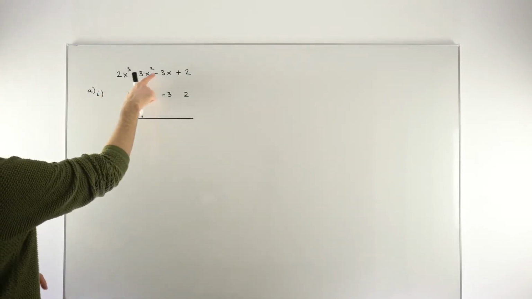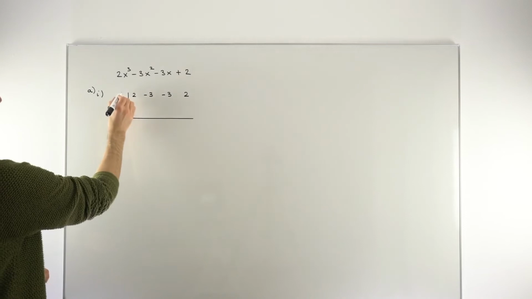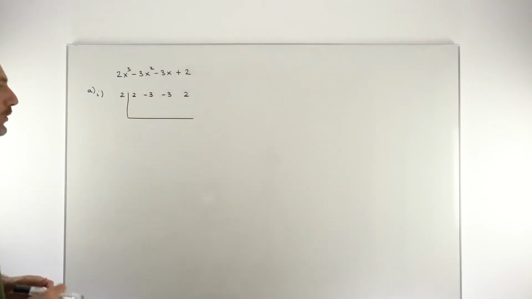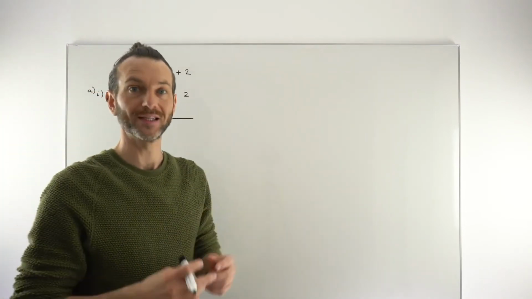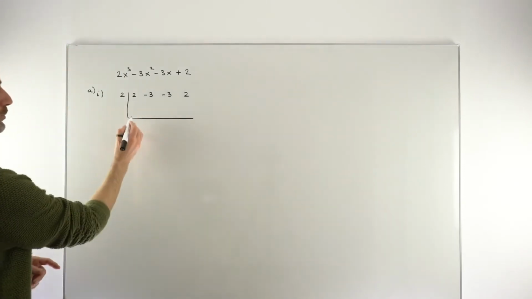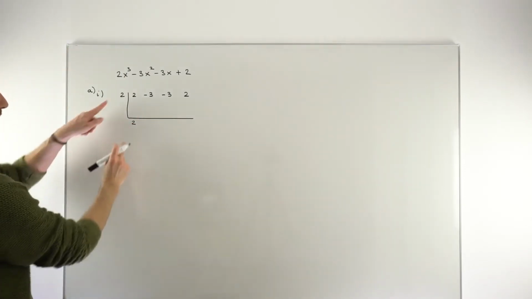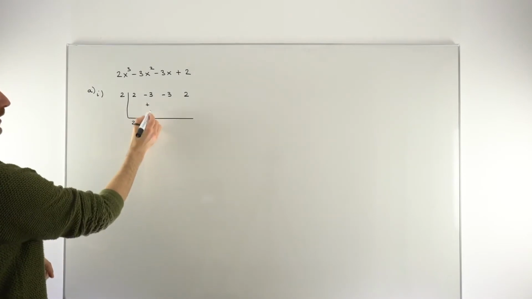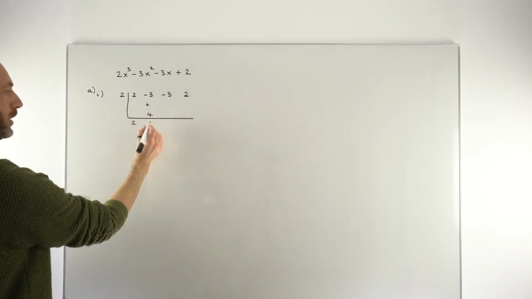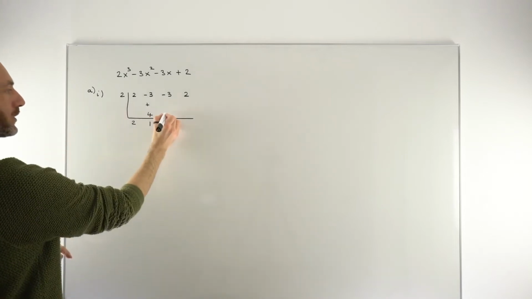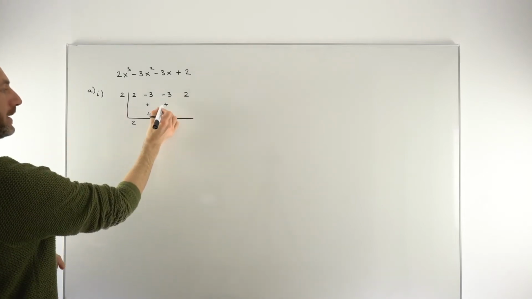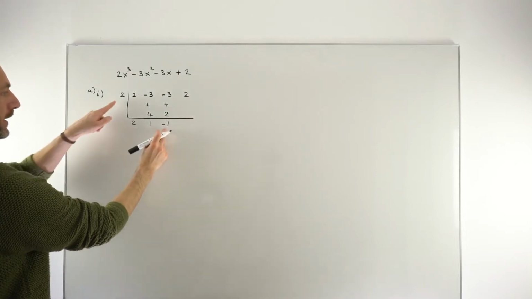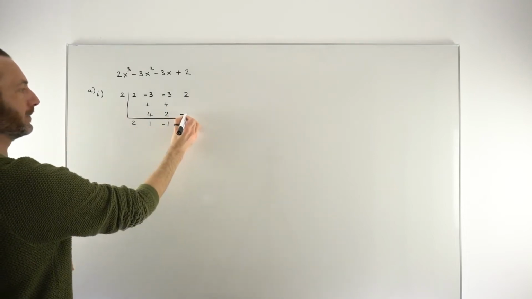So 2, minus 3, minus 3, 2. It's an x minus 2 factor, so that means that a 2, positive 2 goes outside, it's always the opposite sign, remember? So the first number we just pull down, the 2, to give us this, multiplying these together to give us a 4, and then we're adding in the column. So minus 3 plus 4 gives us 1. 1 times 2 is 2, and again just adding. Minus 3 plus 2 is minus 1, and then again multiplying to give a minus 2.